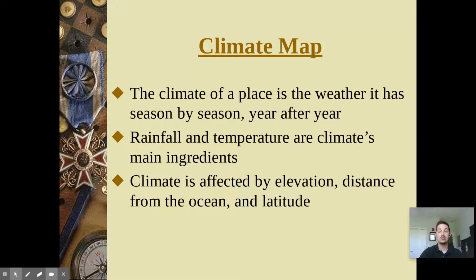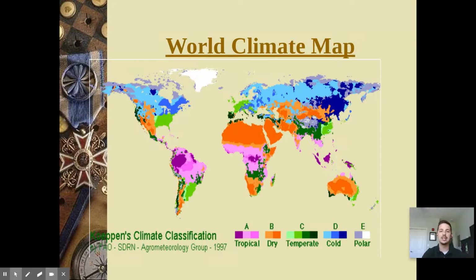So that brings us to a climate map. Climate of a place is the weather it has season by season, year after year. Rainfall and temperature are climate's main ingredients. Climate is affected by elevation, distance from the ocean, and latitude. So here we go with another kind of climate map. It's more color oriented. Tropical, purple to light pink, all right here where the, what line is? The equator line is.